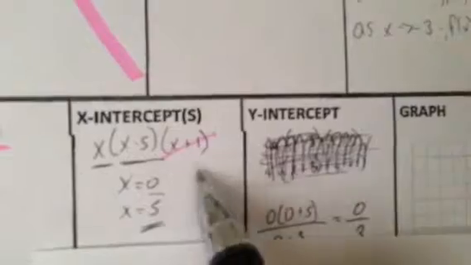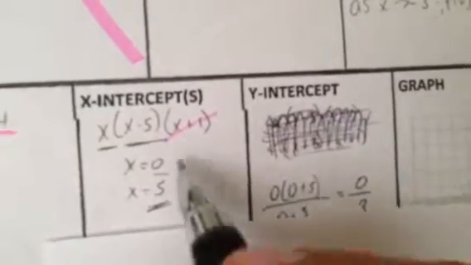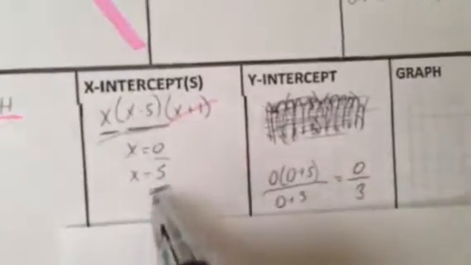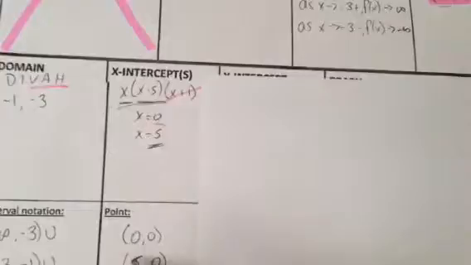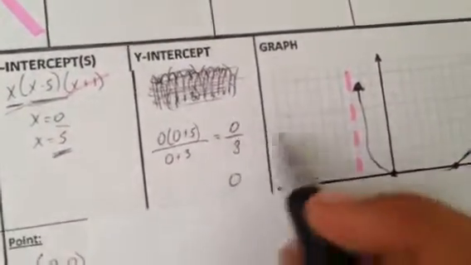And then for the x-intercept, we look at our numerator and set it equal to 0, except for our hole, we don't set that one equal to 0, just these two. And then we get 0 and positive 5. And for our points, we get 0, comma 0 and 5, comma 0. For our y-intercept, we plug in 0 for all the x's in our simplified equation. So we get 0 over 3, which will just end up being 0, and our point is 0, 0.